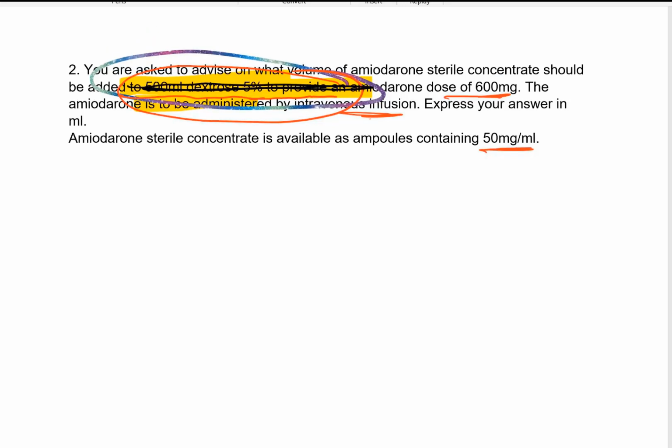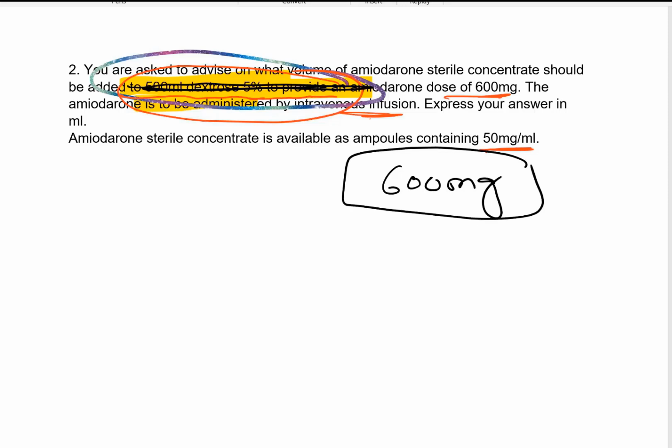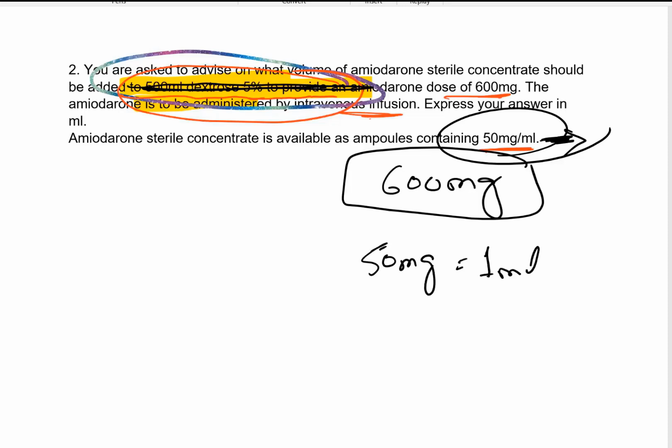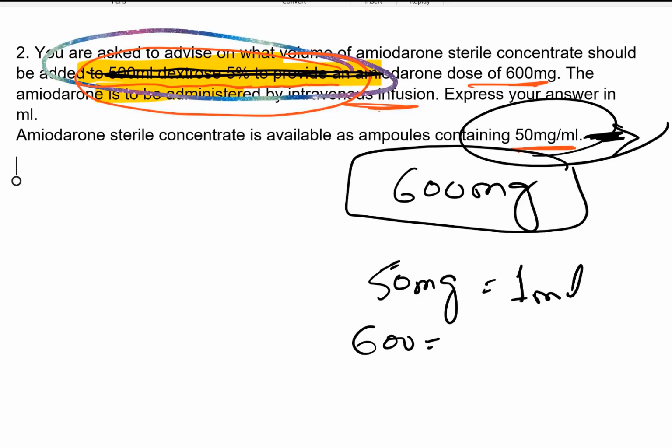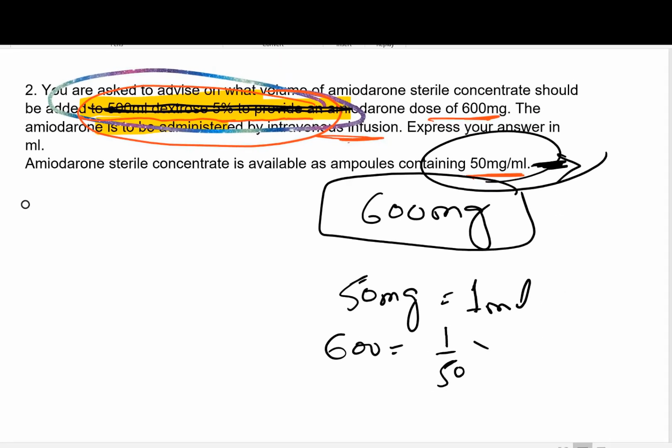So we have to give 600 milligram of the dose, and the strength of the injection given is 50 milligram per milliliter. So how many milliliters will I take from this that will provide the 600 milligram dose? 50 milligram is present in 1 milliliter, 600 milligram will be in, so 1 divided by 50 times 600. So it's this divided by this times this, and the answer is 12 milliliters.